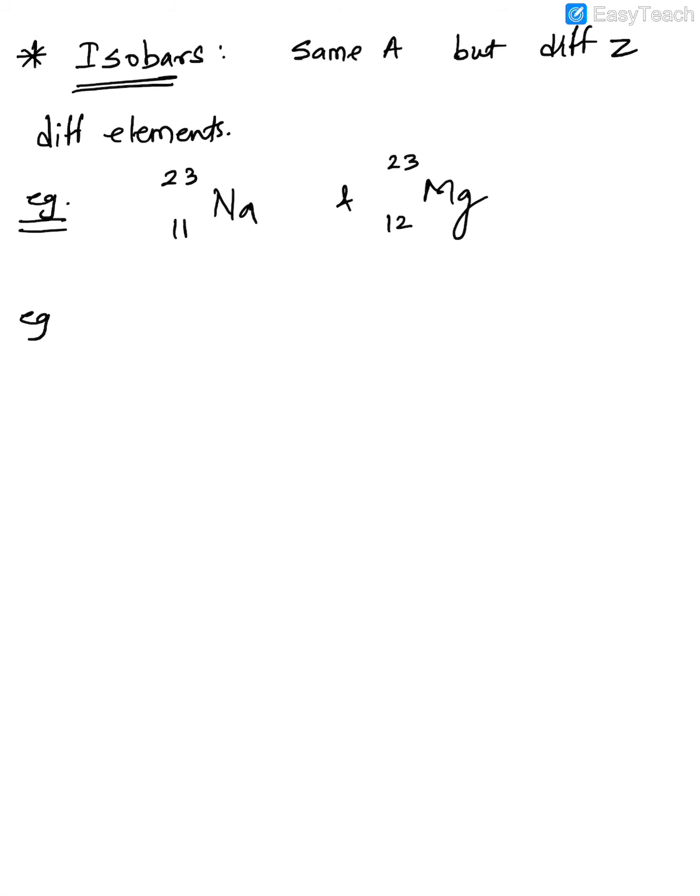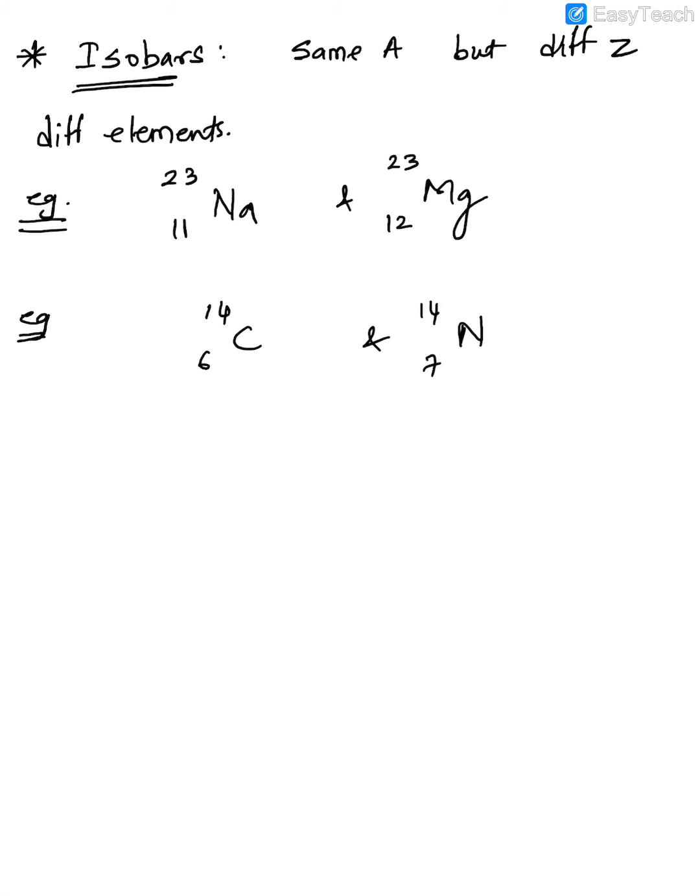There is one more example given in your textbook. They've given the example of carbon and nitrogen. For carbon it is C6, 14, that's an isotope of carbon. And for nitrogen it will be 7, and this is again 14. So these are the examples of the isobars.